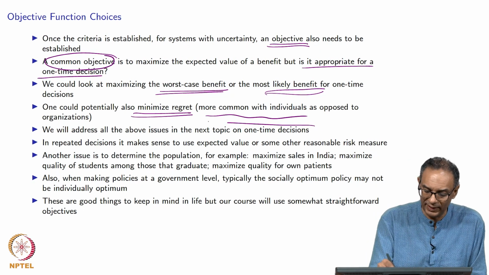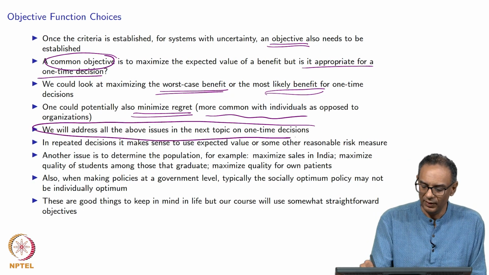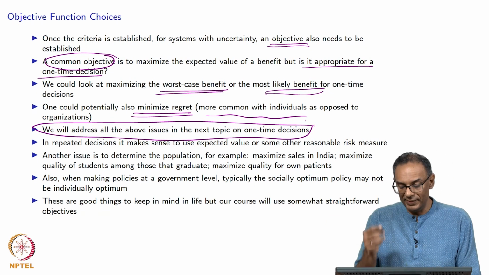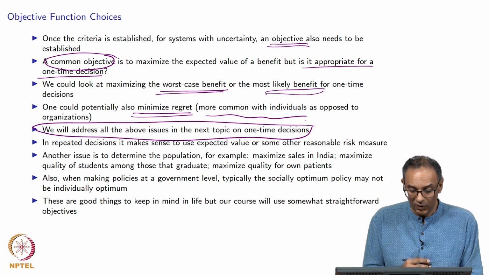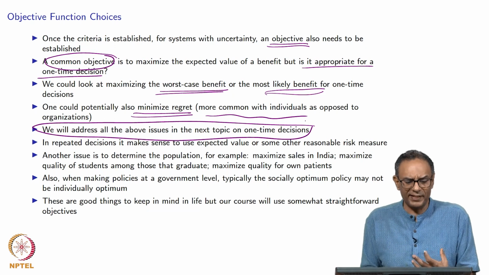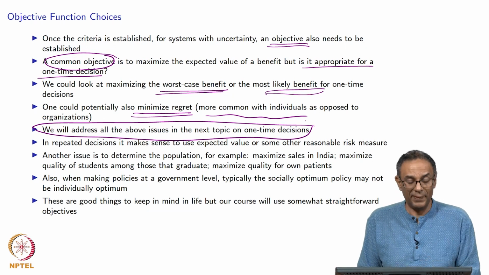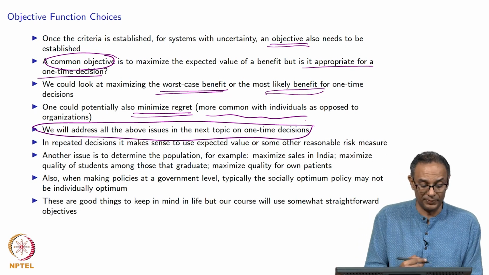We will talk about all these things in the next topic of one-time decisions, which will be topic 2. We will go over all this. What should be a criteria to use for one-time decisions? Should it be maximize the expected value? What are the other options?